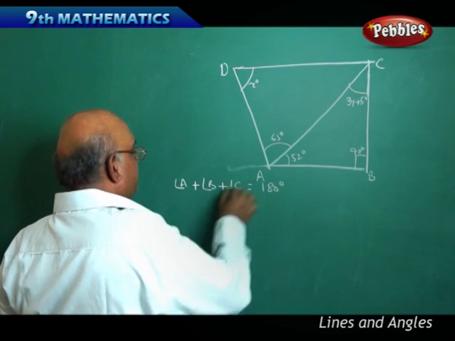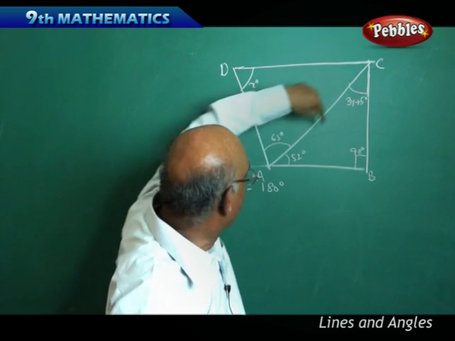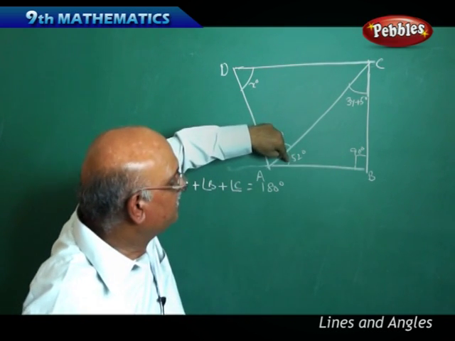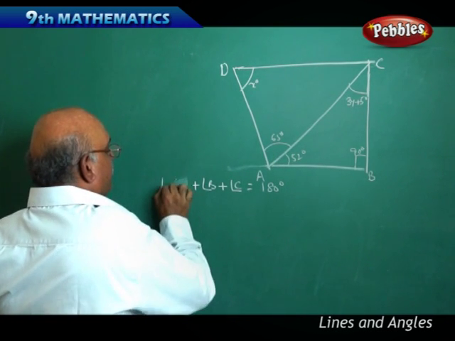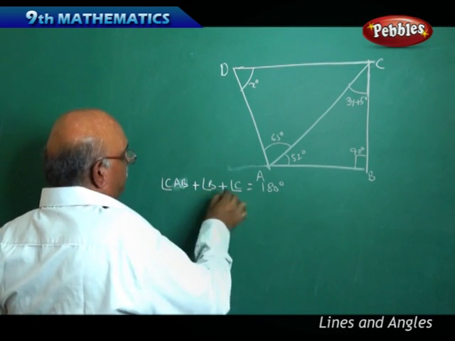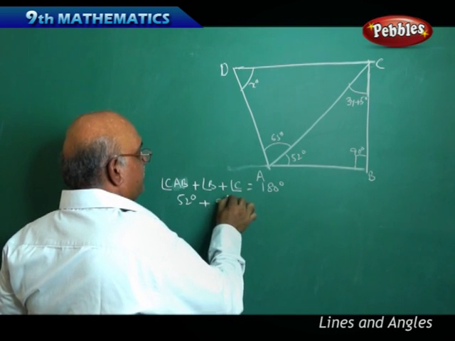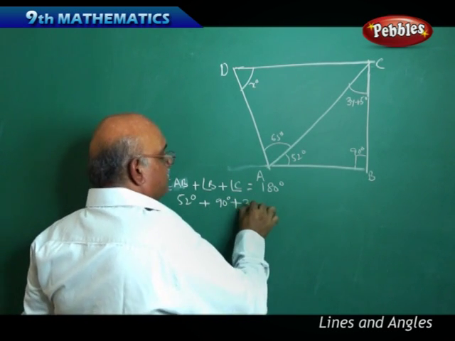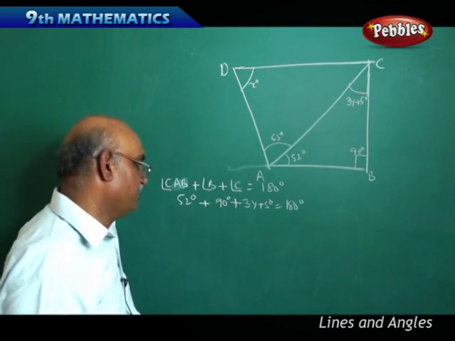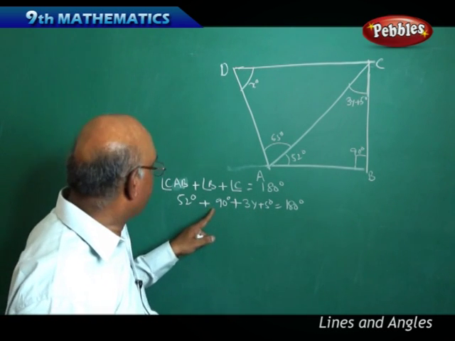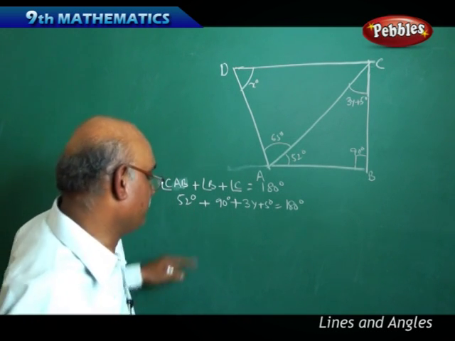Now, angle A 52 degrees I have taken, not the total angle, that is CAB only I am taking. Therefore, angle CAB is 52 degrees. So this is 52 degrees plus 90 degrees plus 3y plus 5 degrees is equal to 180 degrees. Here 95 plus 52, 95 plus 52 is 147.